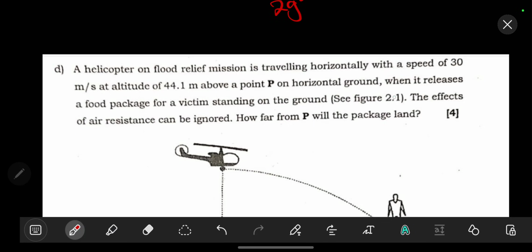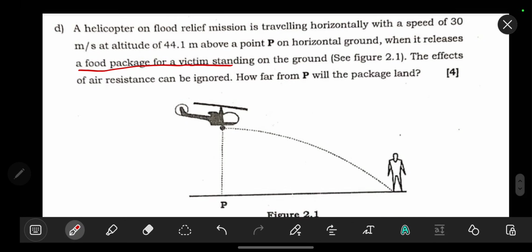When it releases a food package for a victim standing on the ground, the effect of air resistance can be ignored. How far from P will the package land? So we need to know how far it will land. Now, what I'm just going to consider is that the time it will take for it to land moving in this direction, according to projectile motion, is the same as if it is just going down like that.